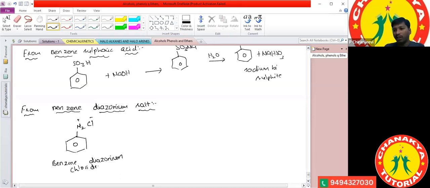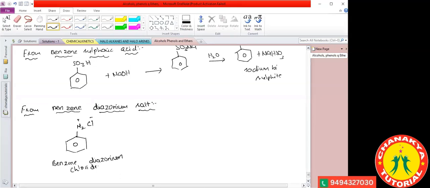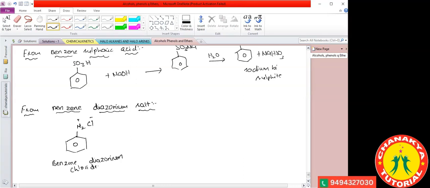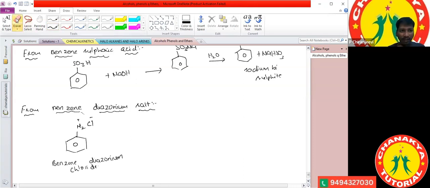So we take benzene with an NO2 group and then react it with NaNO2, I think. No, one second. Actually, it's not the reaction here. So I'll write the clear full reaction here, the Sandmeyer reaction. We are not taking benzene. That is a full lengthy process.